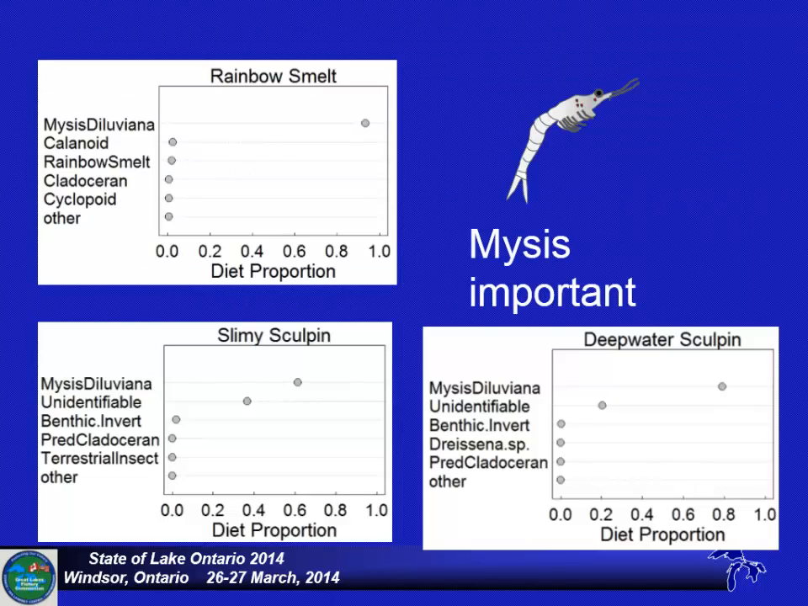Finally, if we go to rainbow smelt, slimy sculpin, and deep water sculpin, this is an idea that Tom put forth in a bunch of his modeling work, that a whole lot of the lake food web and the fish community is moving through mysis. In all of those cases, mysis are making up 80%, 60%, 80% of these fish's diet by dry weight. So another important piece to be thinking about.